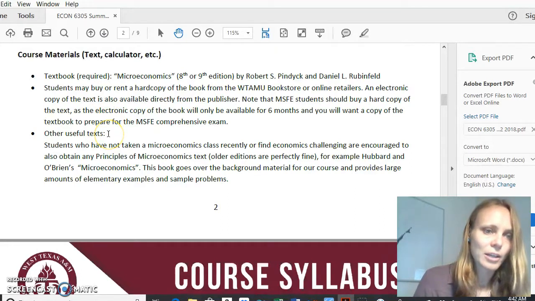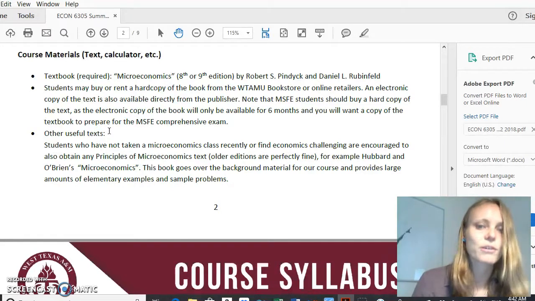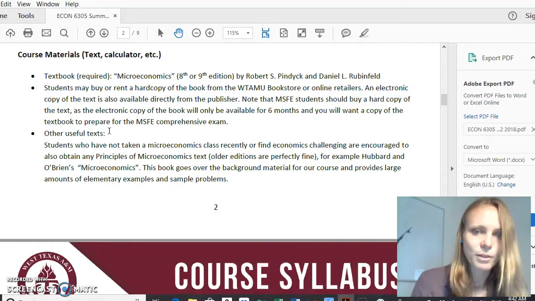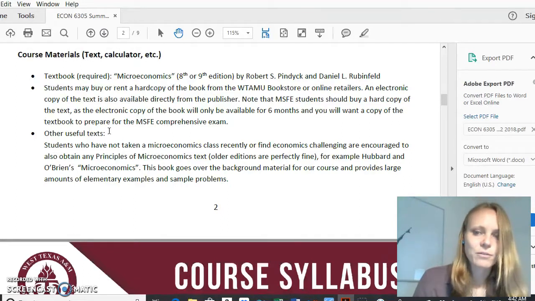Also, on a side note, if it has been a while since you have taken your last economics course, or if you find economics very challenging, then I would recommend you also get any Principles of Microeconomics textbook. As an example, I listed Hubbard and O'Brien's Microeconomics, but it could be any Principles of Microeconomics text. Older editions are perfectly fine as well.